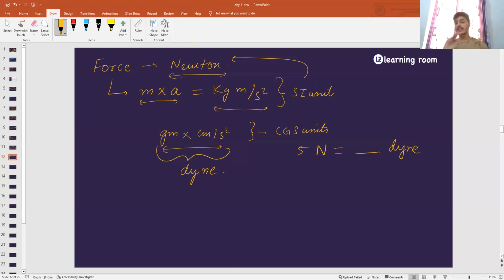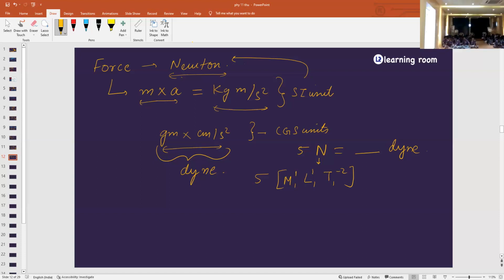First of all, I have to follow the same procedure. Everyone focus here. Step number 1: I'll write the dimensions of force. Dimensions of force is M1 to the power 1, L1 to the power 1, T1 to the power minus 2. Agree, everyone?